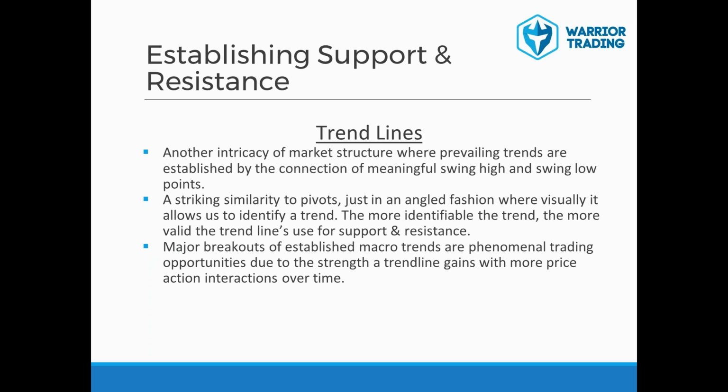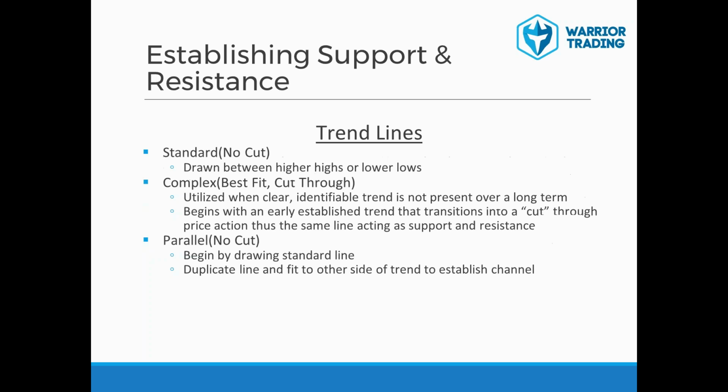There's a striking similarity to pivots, just in an angled fashion where visually it allows us to identify a trend. The more identifiable the trend, the more valid the trend lines used for support and resistance. Major breakouts of established macro trends are phenomenal trading opportunities due to the strength the trend line gains with more price action interactions over time. Okay, so the more interactions you have with the trend line over time, the stronger the line becomes. So when that line eventually breaks, we should see a violent move, and that's a trading opportunity.